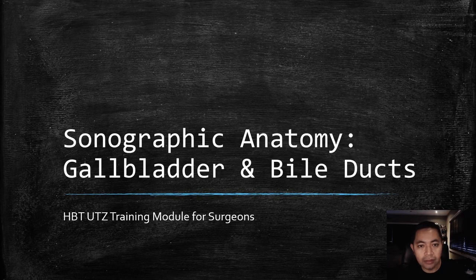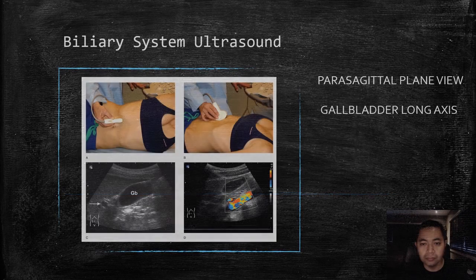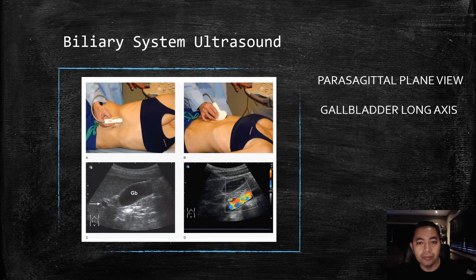This is the second section of our HBT ultrasound training module entitled Sonographic Anatomy of the Gallbladder and Bile Ducts. In this section, we are going to correlate normal biliary tract anatomy with how these structures appear on ultrasound. A lot of the biliary system can be evaluated with sonography.